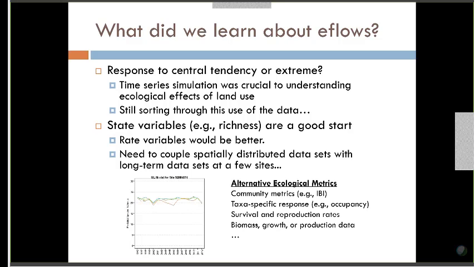So we started with richness, and that makes a lot of sense, but it would be great to explore alternative ecological metrics, whether they're community scale, like IBI scores, or population scale, like survival and reproduction rates, or ecosystem scale, like biomass or production estimates for a particular system. And this incredible data set the state of Minnesota has provided facilitates asking these sorts of interesting, nuanced ecological questions.